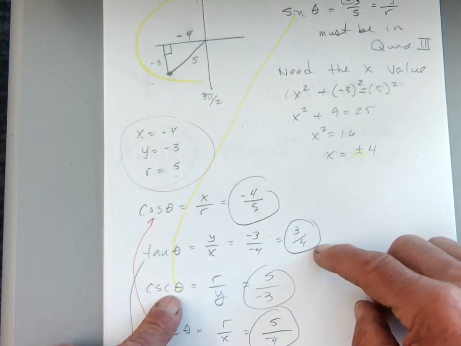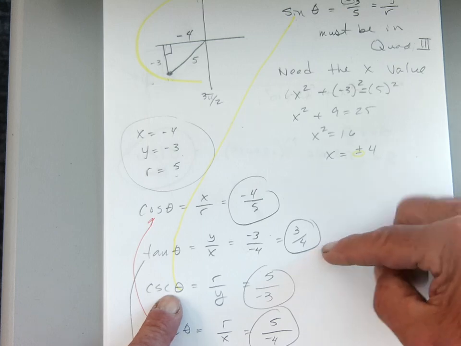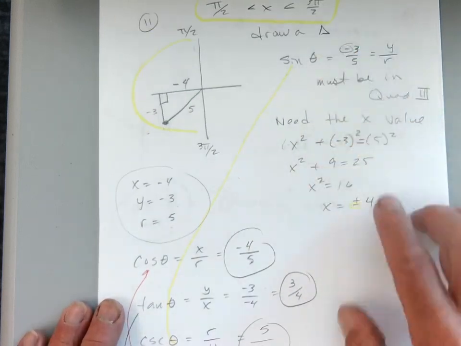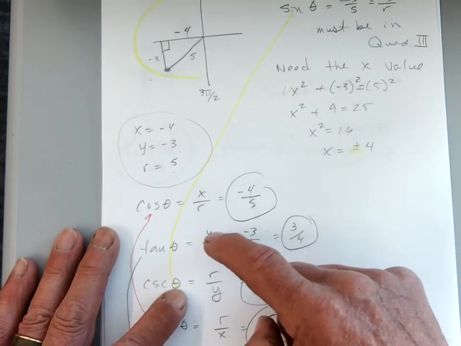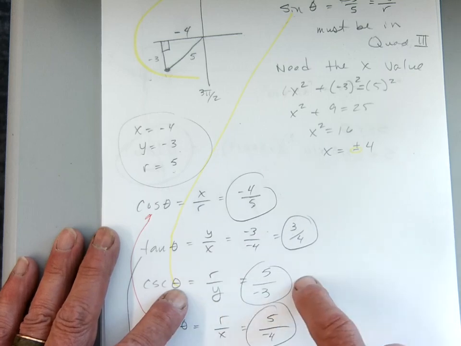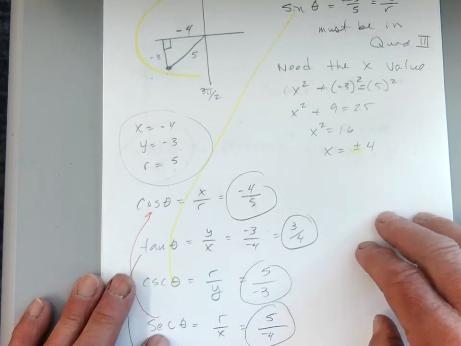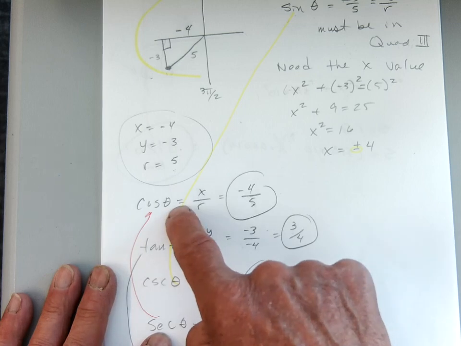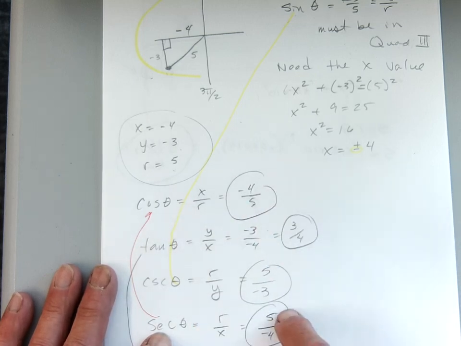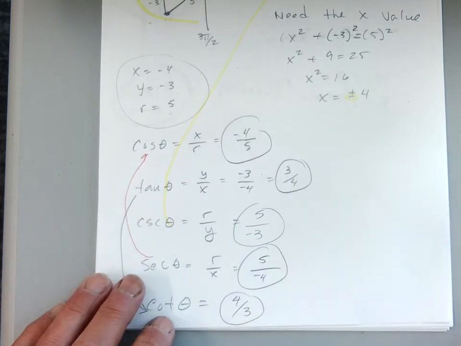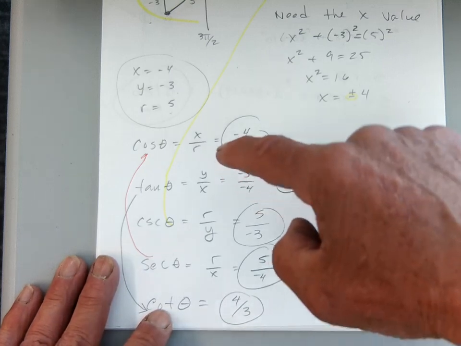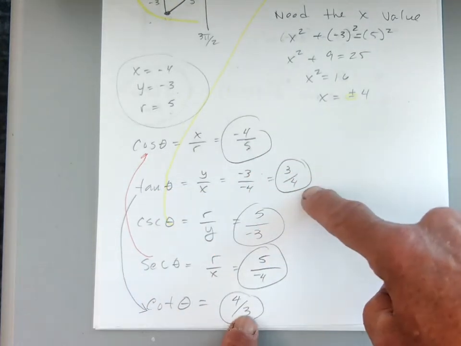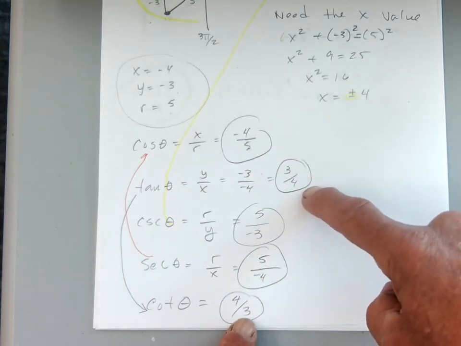Now there's two ways to do cosecant. One, it's the reciprocal of sine, or you can just go r over y. Gives you 5 over -3. Secant, two ways. It's either r over x or it's the reciprocal of cosine. Either way, you get 5 over -4. And finally, cotangent is either the reciprocal of tangent, or you know it's got to be the x over y.